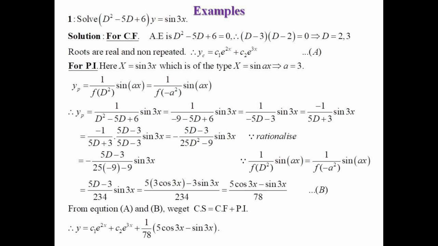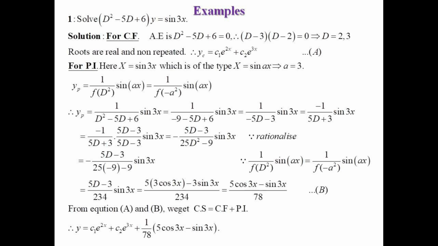From equation A and B, where B is the equation related to the particular integral, we get the complete solution, which is the sum of the complementary function and the particular integral. So y is equal to c1 e raised to 2x plus c2 e raised to 3x plus 1 upon 78 times 5 cos of 3x minus sine of 3x.